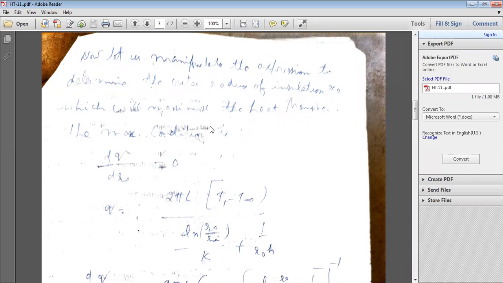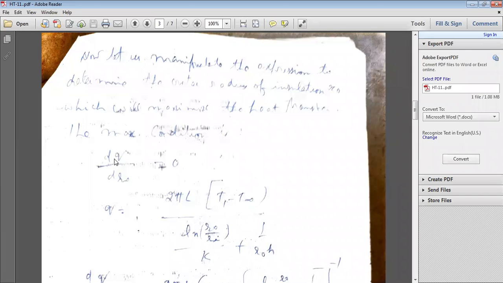So here, what is the variable? How much thickness of insulating material? That is, the outer radius RO. Here the variable is RO. That's why now let us manipulate the expression to determine the outer radius of insulation, RO, which will maximize the heat transfer. From the differential mathematics, the condition is to minimize or to maximize.